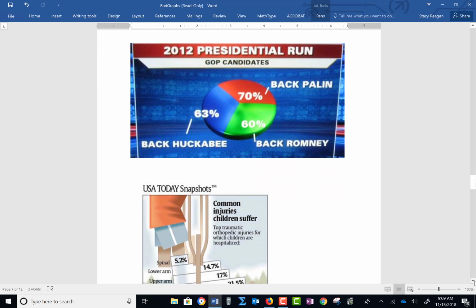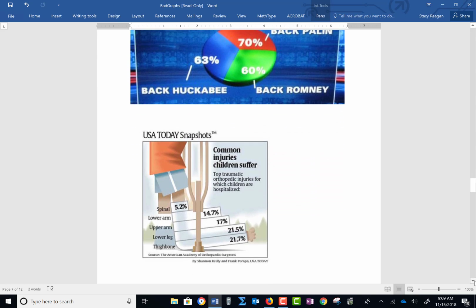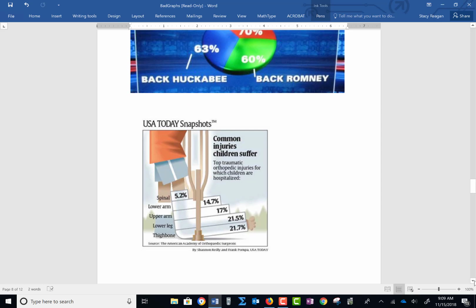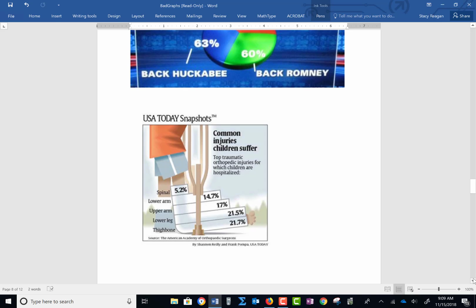Let's look at this one. This one is from USA Today. It says common injuries children suffer, top traumatic orthopedic injuries for which children are hospitalized. And it has these percentages. Now, that's an okay chart, except we don't know what the actual population is for those percentages. We don't know how many people we're talking about. So we can see the percentages, but we don't know what the actual population is so that we could figure out how many children that actually is.